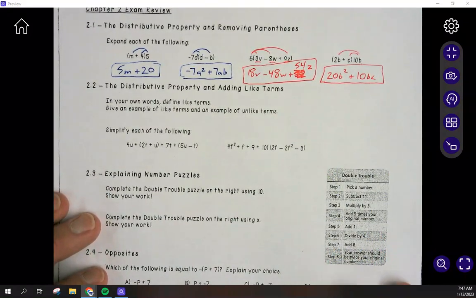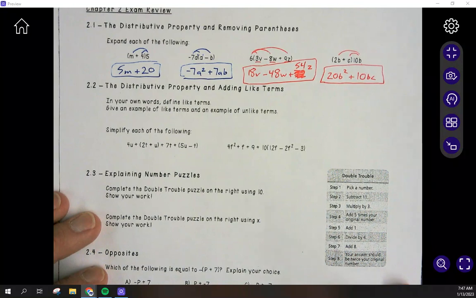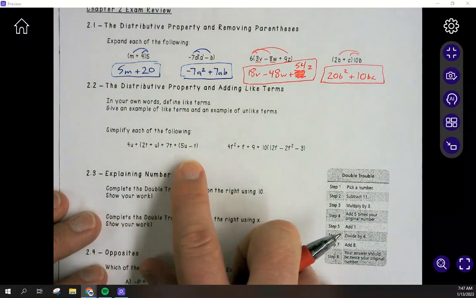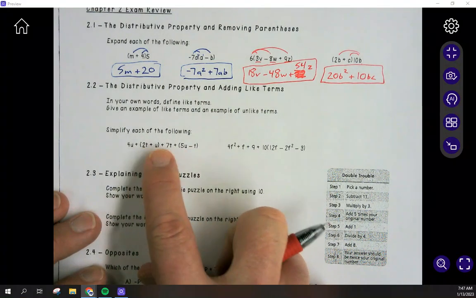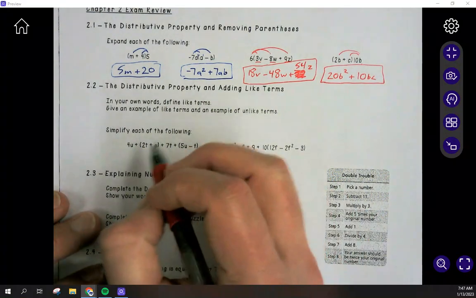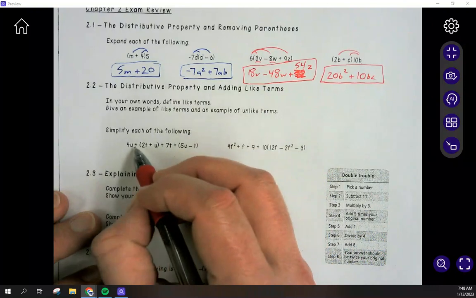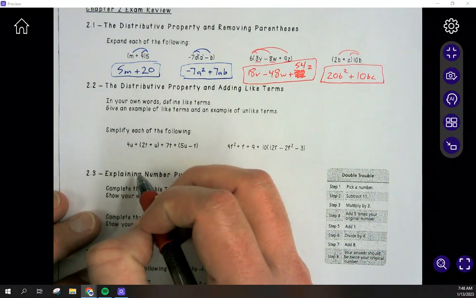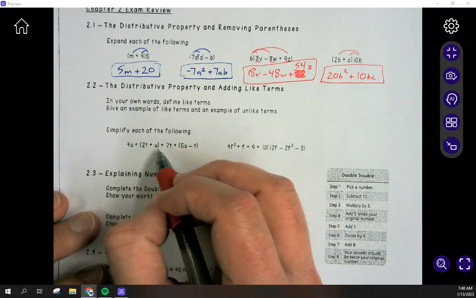Okay, section number 2. Taking it a little farther, we're going to distribute, and we're going to combine like terms at the end, simplify completely. Okay, so for this first one, I've got 2 sets of parentheses. I don't have anything that needs to be distributed. Okay, you don't take this 4u and multiply because there's a plus sign in between. It's 4u plus all of this.